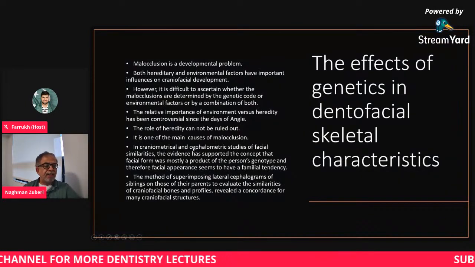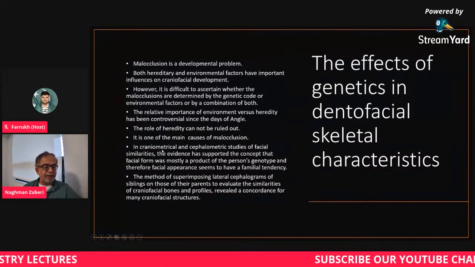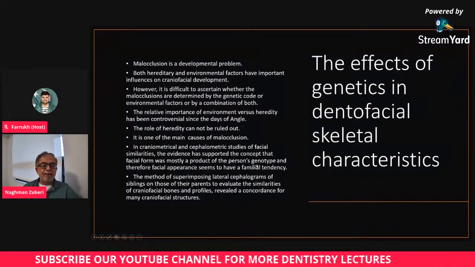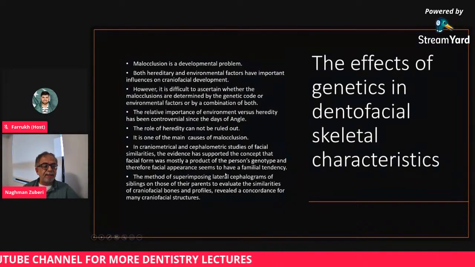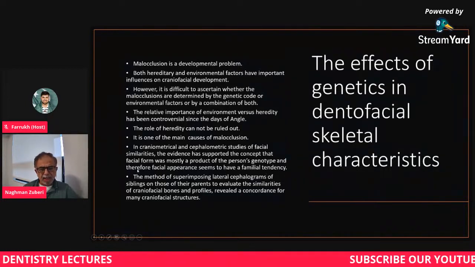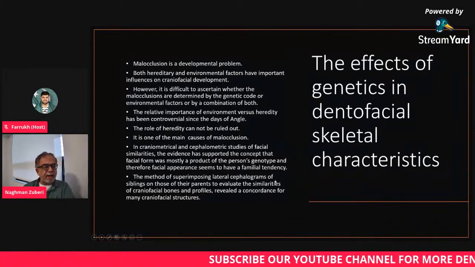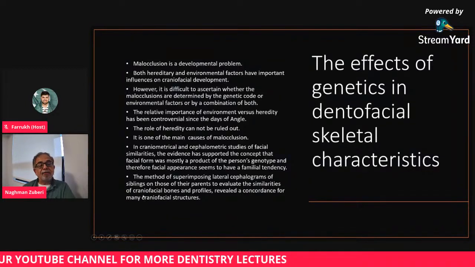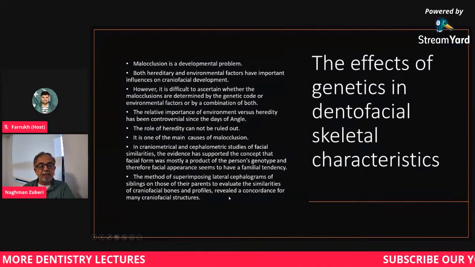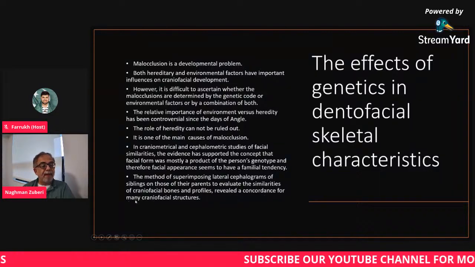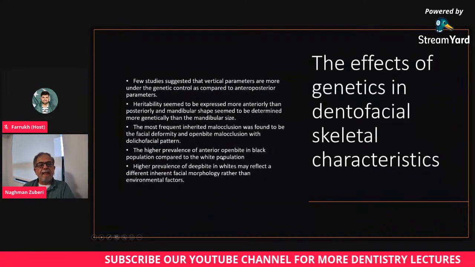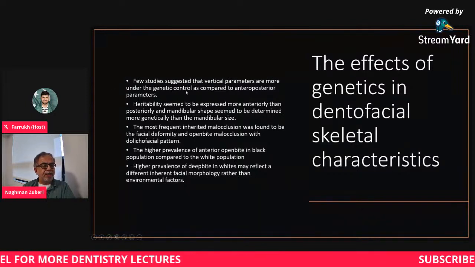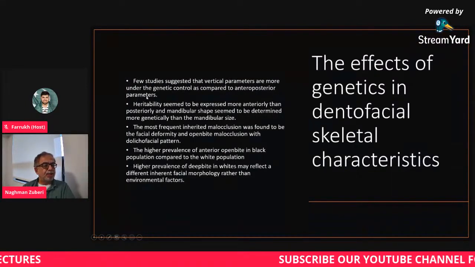In craniometrical and cephalometric studies of facial similarities, the evidence has supported the concept that facial form was mostly a product of the person's genotype, and therefore facial appearance seems to have a familial tendency. The method of superimposing lateral cephalograms of siblings on those of their parents to evaluate the similarities of craniofacial bones and profiles revealed that there is a concordance for many craniofacial structures.